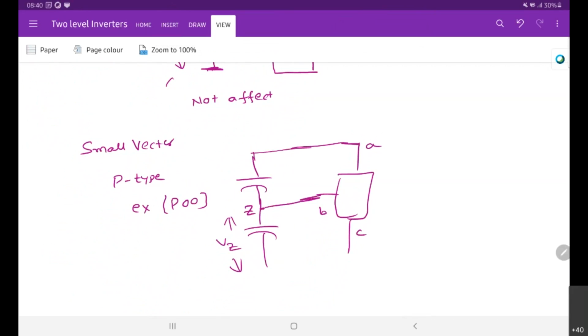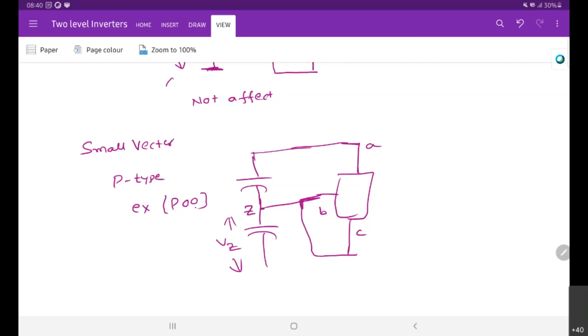So B is connected here, and how is C connected? C is 0, right? So that means C is also connected to 0. Clear? C is also connected to 0. Is that clear? Yes, sir. Okay, right.